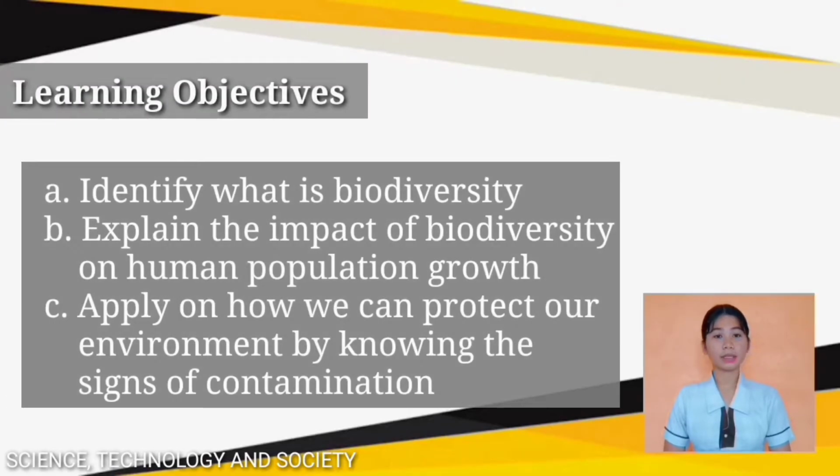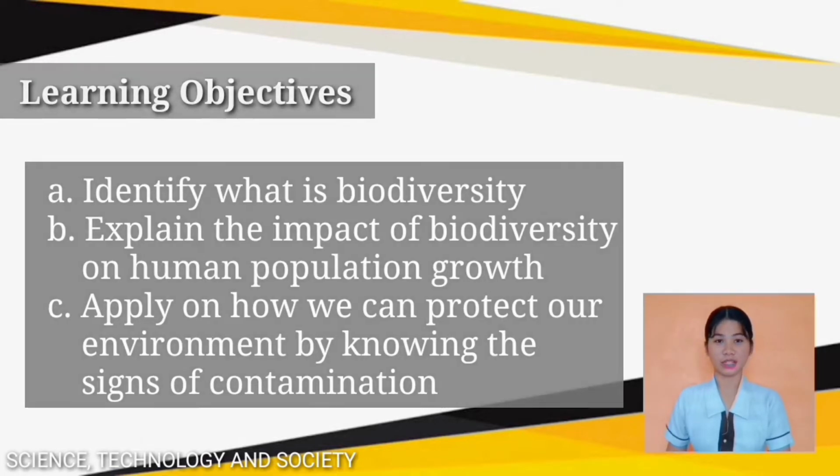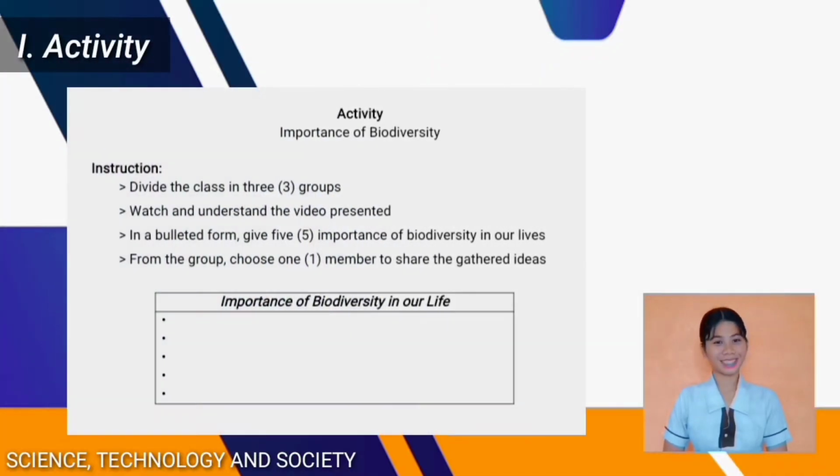Now, before we start our discussion, we have here our learning objectives, what we expect to do at the end of the lesson. Students are expected to be able to, first, identify what biodiversity is. Second, explain the impact of biodiversity on human population growth. And third, apply how we can protect our environment by knowing the signs of contamination. So let us start with our activity.